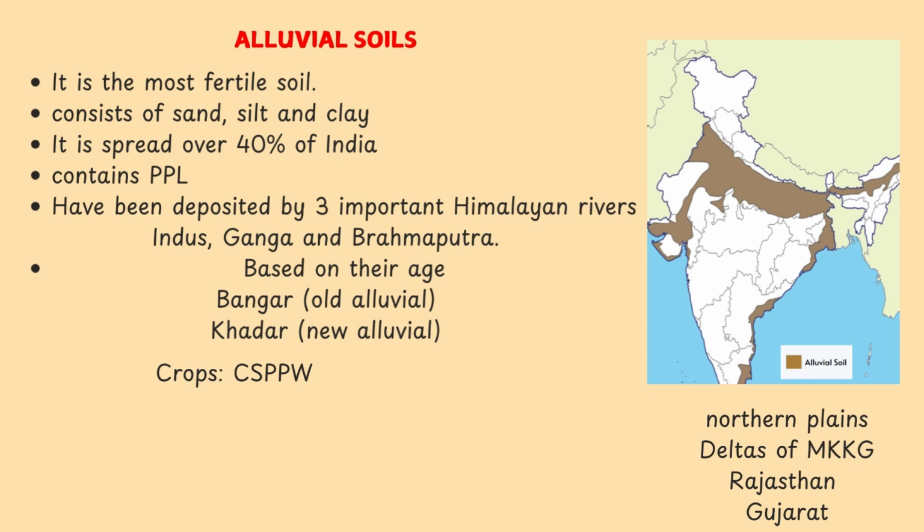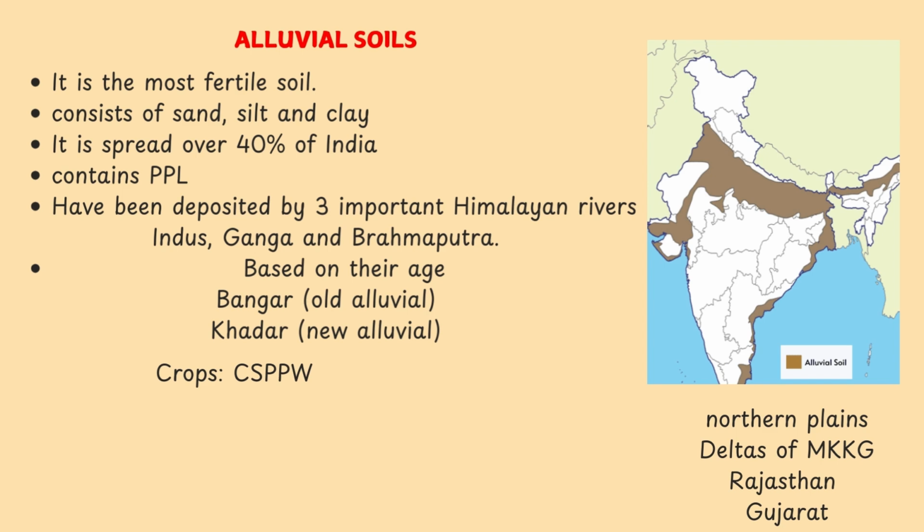What is meant by PPL? That means it consists of potash, phosphoric acid, and lime. And it has been deposited by three important Himalayan rivers, Indus, Ganga, and Brahmaputra. And based on the age of the soil, the alluvial soils are divided into two different types, that is the Bangar and Khadar. Bangar is the old alluvial soil, and Khadar is the new alluvial soil.